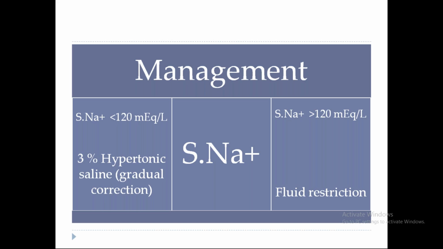So how do you manage? If sodium level is more than 120 milliequivalents per liter, we have to restrict the fluid. If the level is less than 120 milliequivalents per liter, then you have to give 3% hypertonic saline infusion. So you have to correct this hyponatremia.